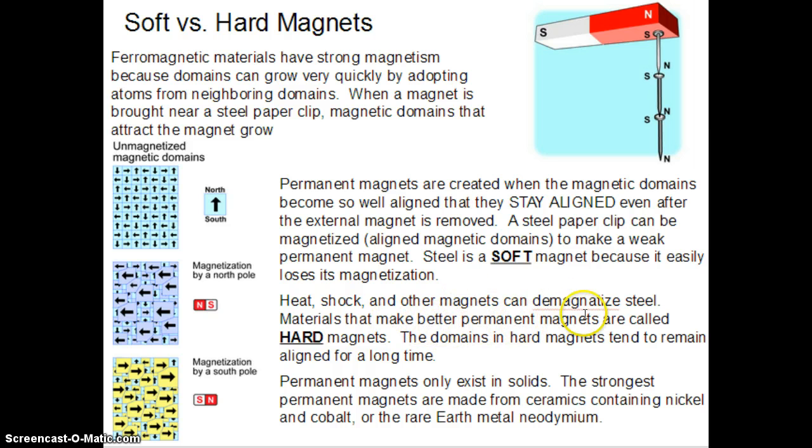Materials that make better permanent magnets are hard magnets. These domains in hard magnets tend to remain aligned for a long time. Permanent magnets can only exist as solids. The strongest permanent magnets are made from ceramics containing nickel or cobalt, or even the rare earth metal neodymium.